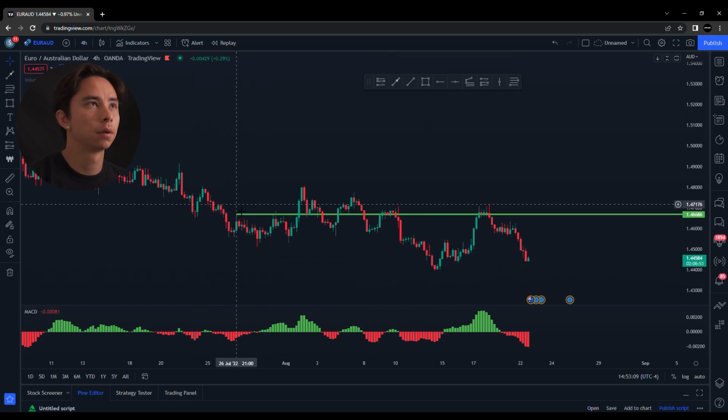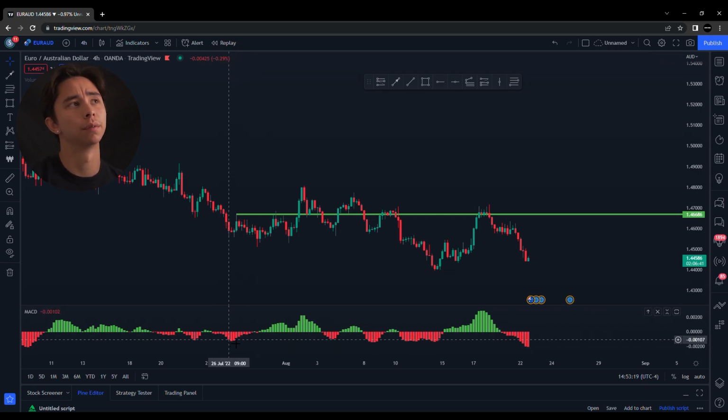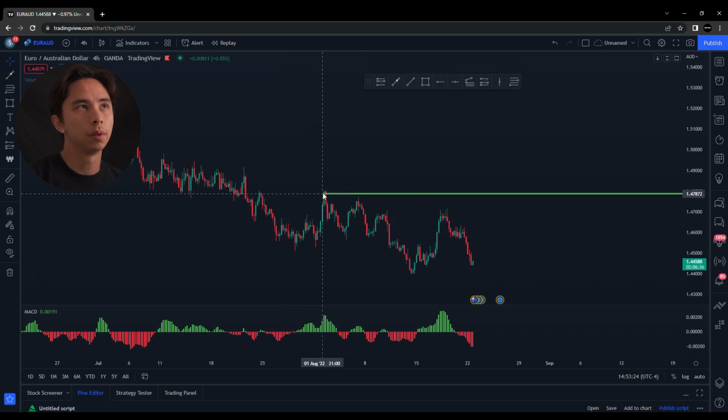This high right here doesn't actually correlate with anything, because if you drag all the way down and go to the MACD here, it's red, and red means low. It doesn't mean high. It should be green here if it's a high. So obviously this isn't a true high, so the true high would actually be here.